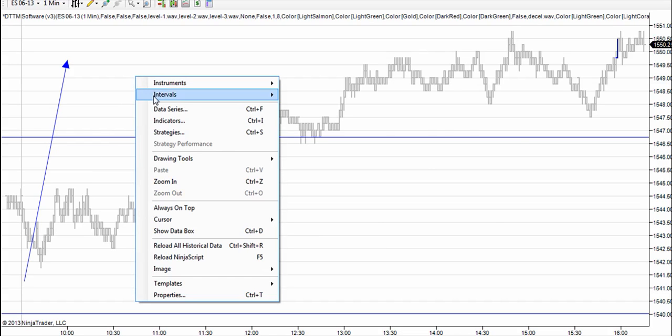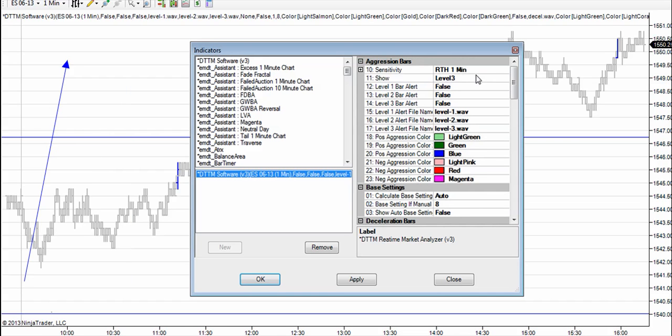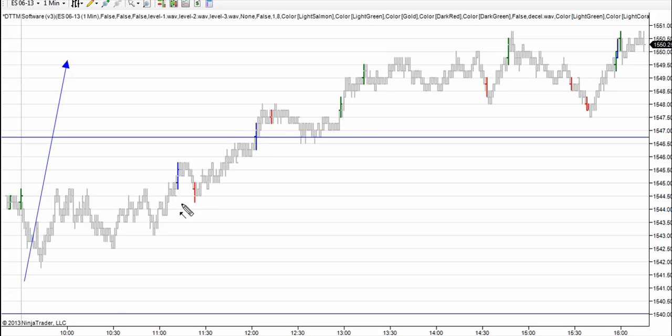Let me also add the level 2s in there as well. Now you can see we've got a few level 2s that have come into the market. They're not the same level of power, but they're still good information. We still want to ask ourselves, is there follow through or is there rejection?